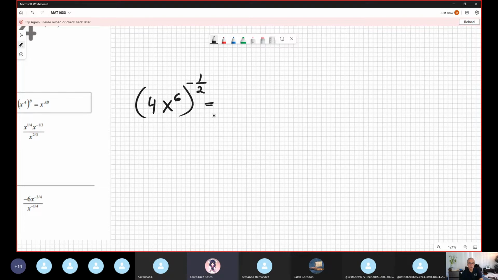Suppose first of all, I don't like negative, so I take the reciprocal. This is 4x to the 6th power raised to the 1/2, positive. This is one possibility in order to eliminate this negative, but I don't feel comfortable with this. No, good. I convert to the radical.